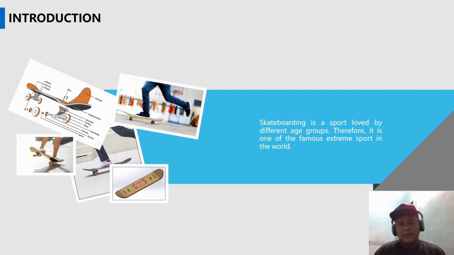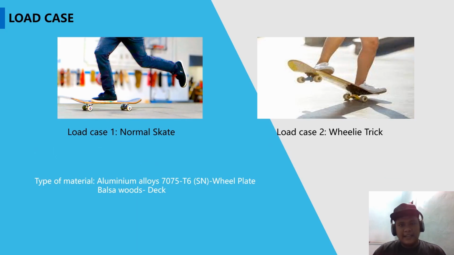other objects. First, because skateboard is an extreme sport that involves a lot of tricks. So in this analysis, we are going to study and analyze how these tricks can give impact to the skateboard structure. In this study, we are going to study based on two load cases, which is load case 1, a normal skate, while the other one is a wheelie trick.